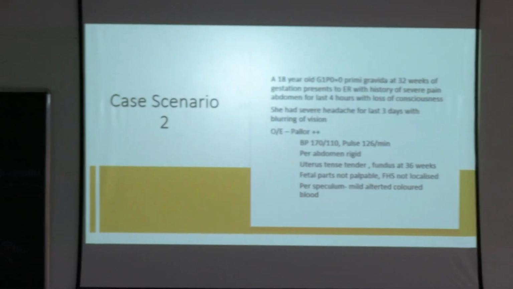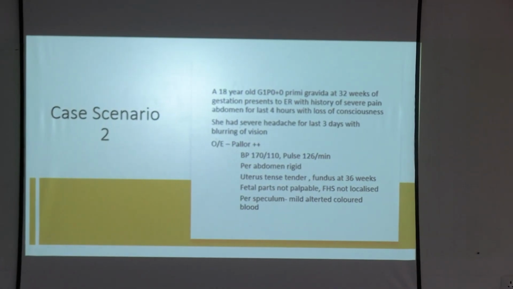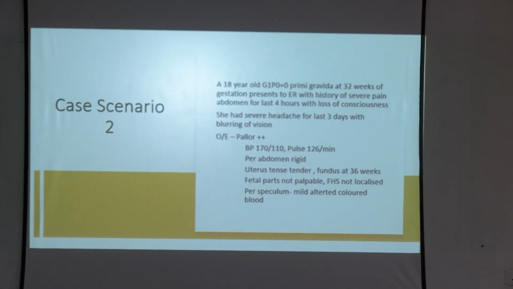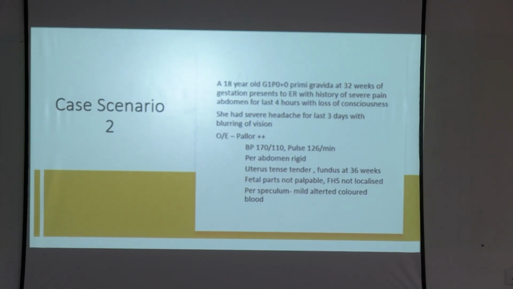Primary gravida at 32 weeks of gestation, presents to the ER with a history of severe pain abdomen for the last 4 hours with loss of consciousness. She had a severe headache for the last 3 days with blurring of vision. Vitals: BP 175 by 110. The patient is at 32 weeks of gestation, a primary gravida. She has come with a history of severe pain abdomen for the last 4 hours and active bleeding PV. Her BP is 170 by 110.